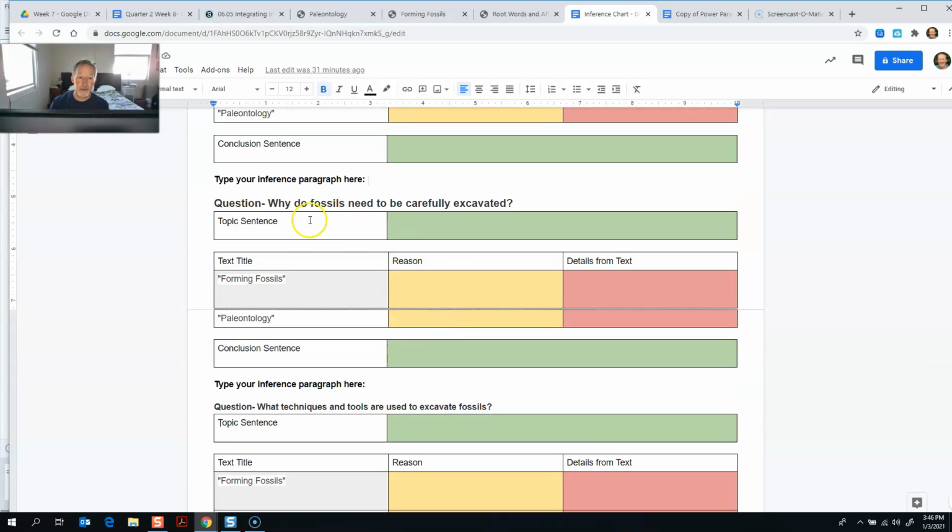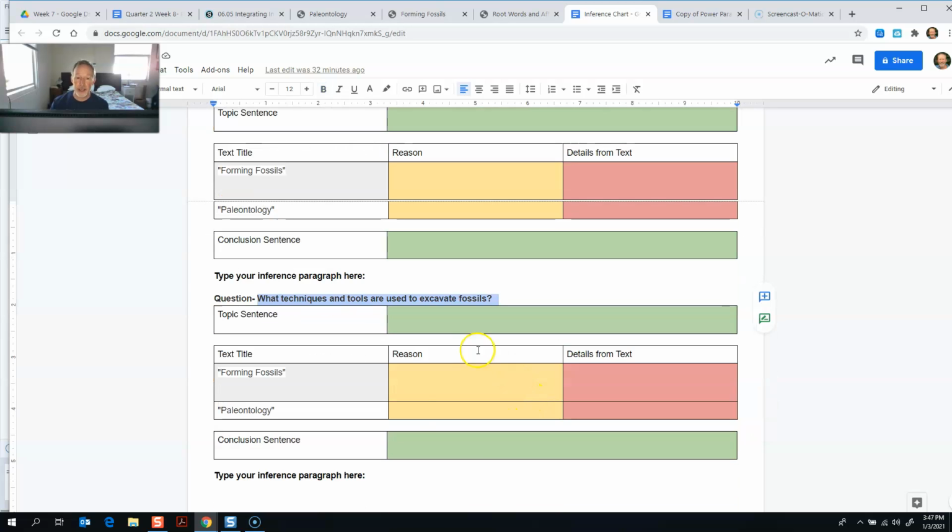Here's the second one. Why do fossils need to be carefully excavated? You're going to do the exact same thing. And then your last one right here, what techniques and tools are used to excavate fossils? And I gave you the exact same format every single time just to keep it simple.